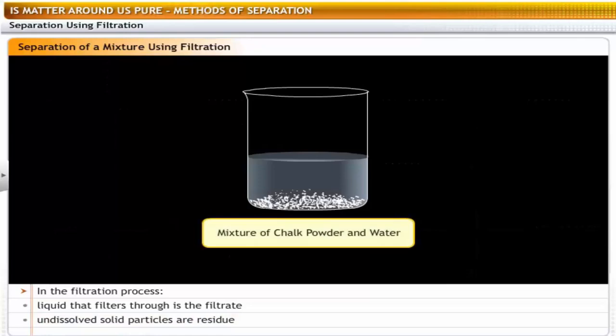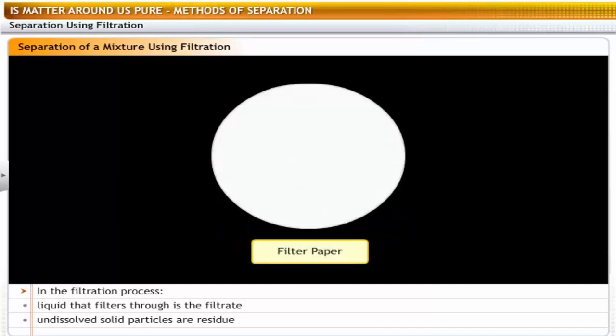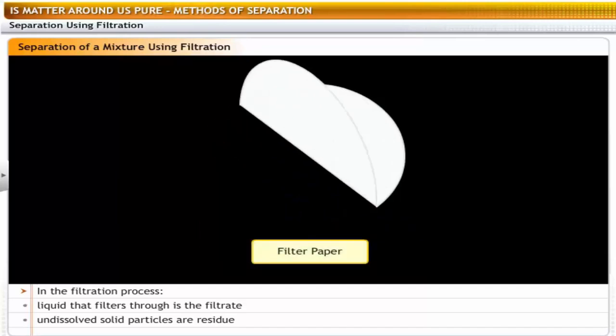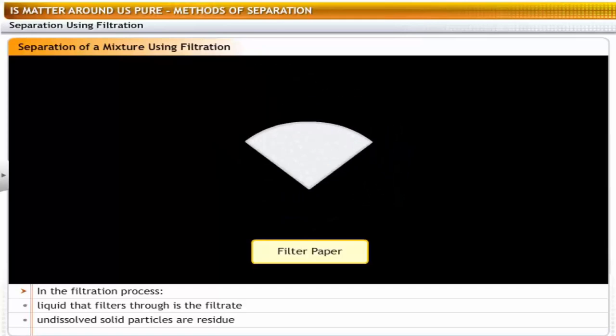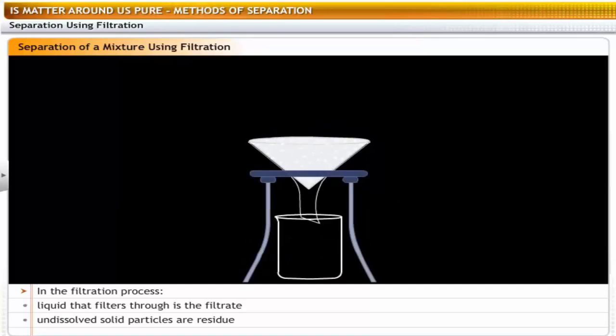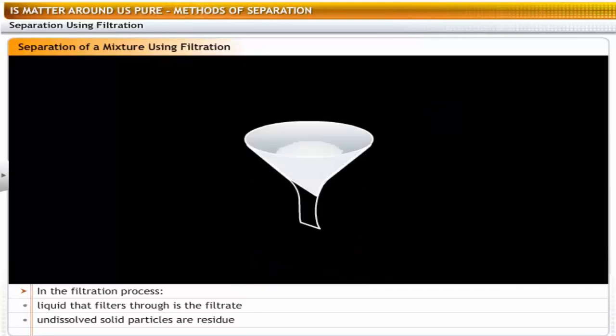Imagine you want to separate a mixture of chalk powder and water. For separating this mixture, first take a round strip of filter paper, fold it into half, then into a quarter, then open it in the form of a cone and place it in a funnel. Fix the filter paper to the funnel using a few drops of water. Now pour out the mixture slowly with the help of a glass rod. The filtrate collects in the beaker and the residue is left behind on the filter paper.